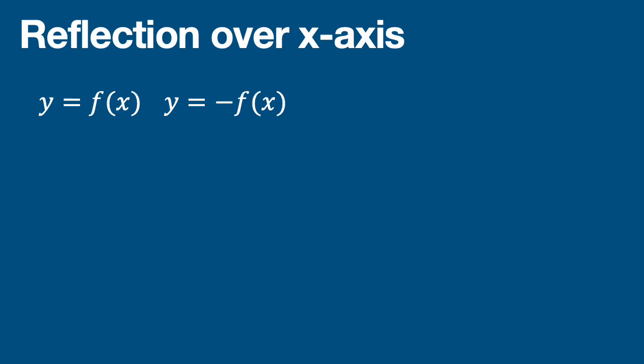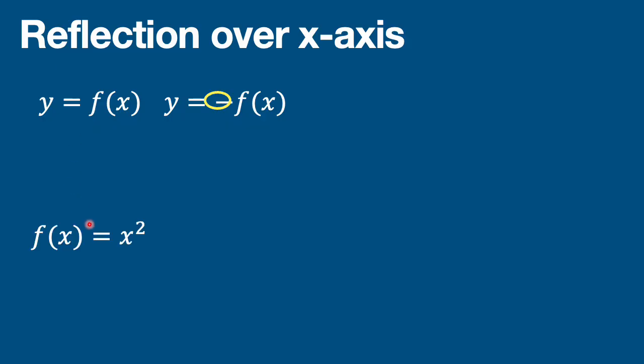Now let's study reflection over the x-axis. See it here, guys. The original function is y equals f of x. Only change the sign. Focus on the sign, guys. Y equals negative f of x. That's going to be reflection over the x-axis.